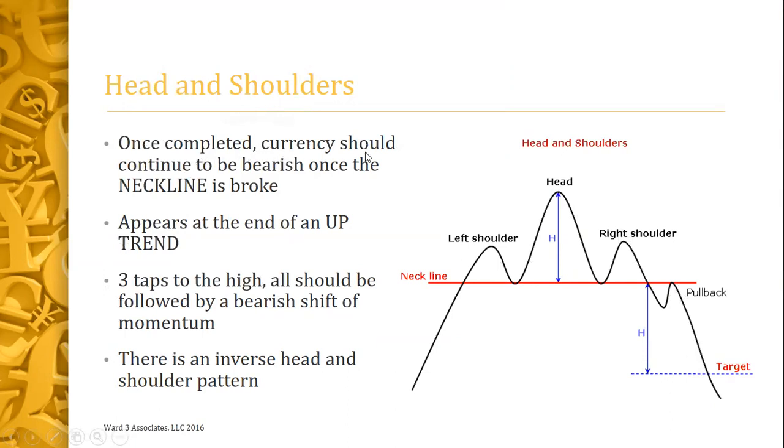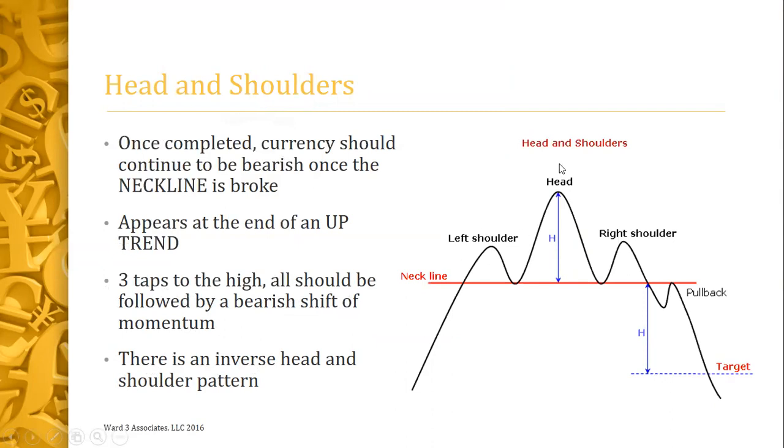Once completed, the currency should continue to be bearish once the neckline is broken. Upon this pullback, once this neckline is broken, here's our entry. This can appear at the end of an uptrend, or it can be at a consolidation of an uptrend. You've got 3 taps to the high, all should be followed by a bearish shift of momentum. There's also an inverse head and shoulders.